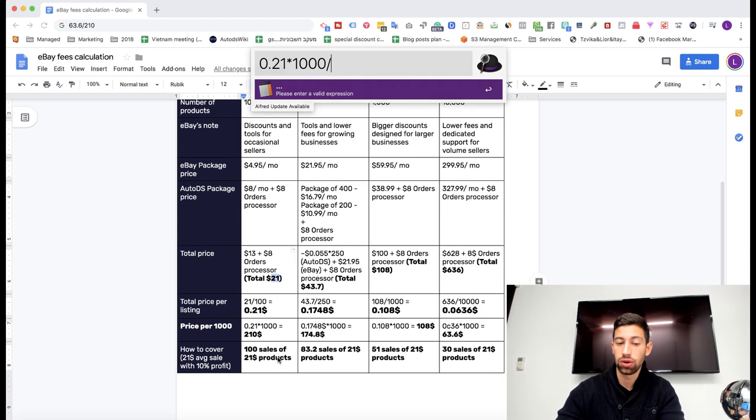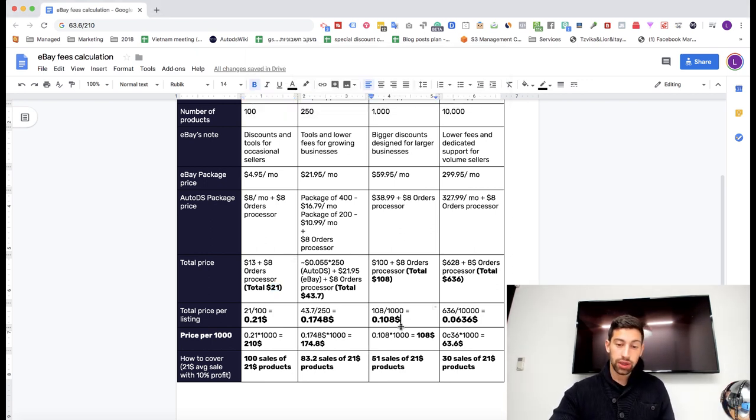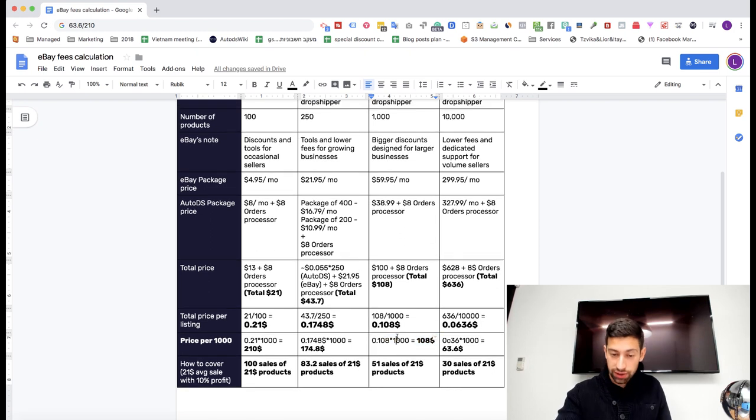If we go for sales of $21, it will be $2.1 profit per product, which means we need 100 sales for 1000 products, which is 10% of sales total, which is really high. But let's check what happens with the premium store, for example. To cover the premium store, we need 51 sales, which is much better. It's a bit less than 2 sales per day per product. For the Anchor store, we need only 30 sales per 1000 products to cover our fees.